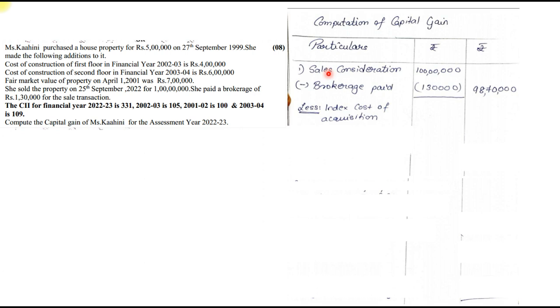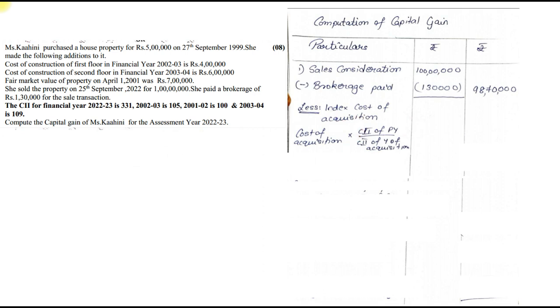Now let us see the formula that we will be using to get the cost of acquisition. The formula is cost of acquisition into CII of previous year upon CII of year of acquisition. The cost of acquisition, we came to know, is 7 lakhs, because we cannot take the earlier value. Into CII of previous year.